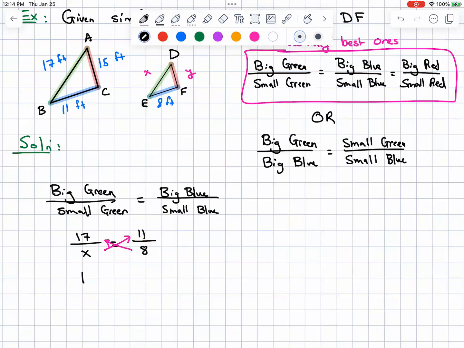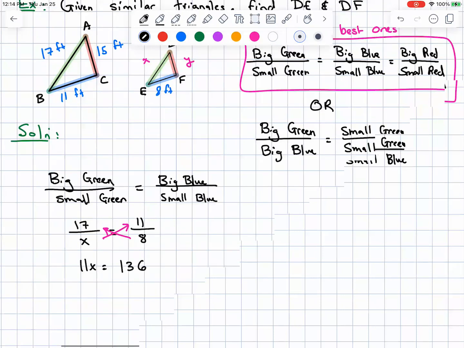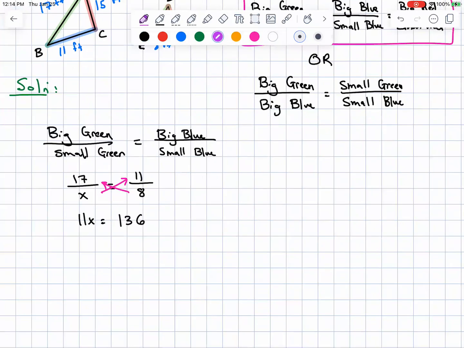and get 11x is equal to 80 plus 56. 80 plus 56 is 136. To solve for x, we need to divide both sides by 11 to get that x by itself. And x is equal to 12.3636 dot, dot, dot.